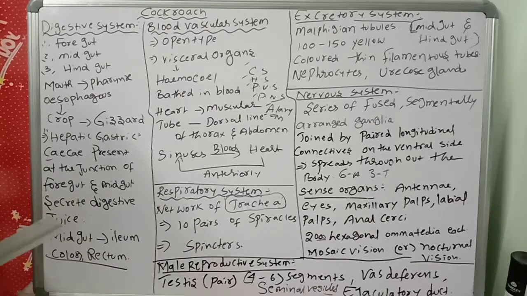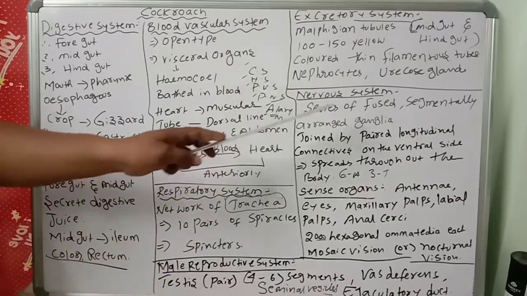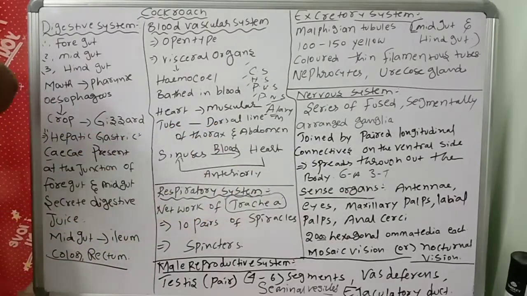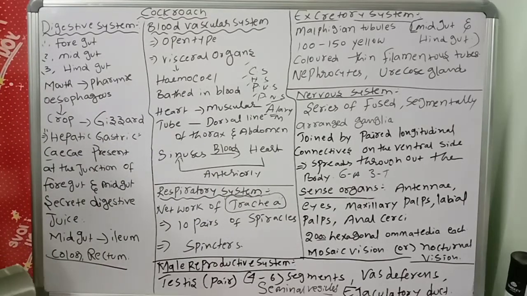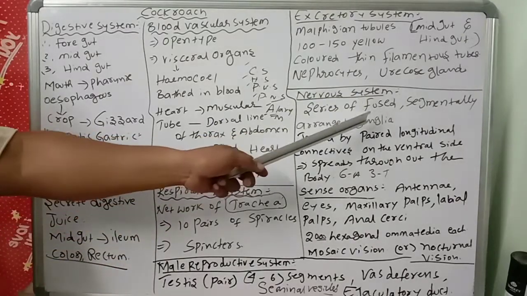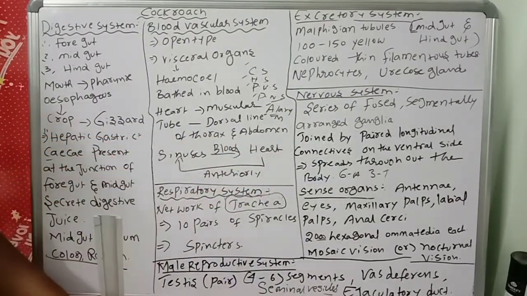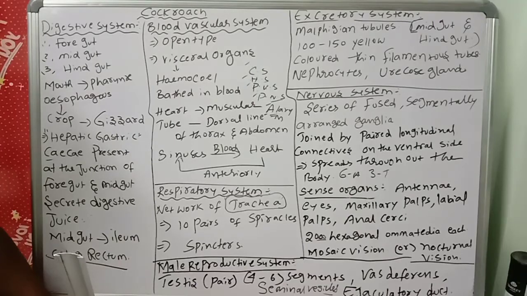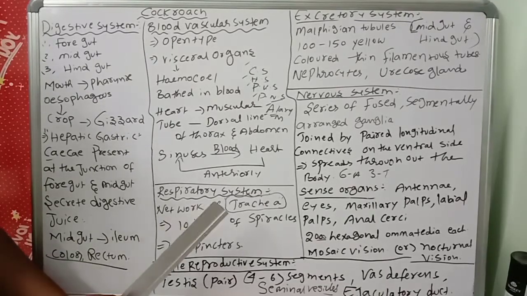Next, another important thing is the nervous system. There are 6 ganglia in the abdomen and 3 in the thoracic region. The head region doesn't have that many, only a few. That's why if you cut the head of the cockroach, it can survive. A series of fused, segmentally arranged ganglia joined by paired longitudinal connectives on the ventral side spreads throughout the body. So like this, the nervous system is present.